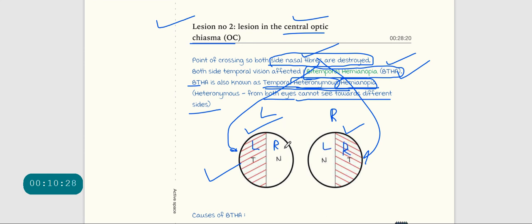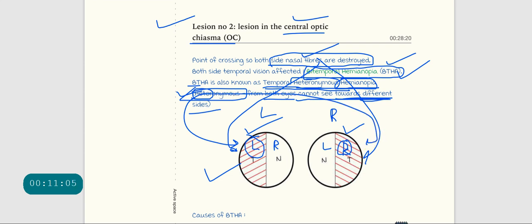So the area affected here is left and here the area affected is right, and that is why two different sides are affected. That is why it is called heteronymous. Hetero means two different. So one is left side affected and one is right side affected. Now what are the causes of this BTHA?